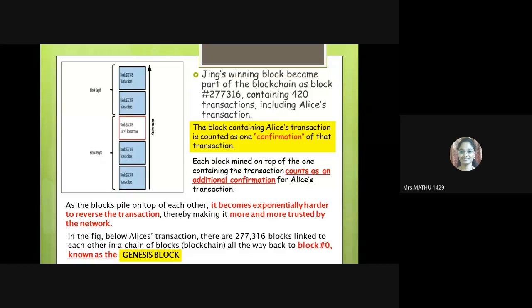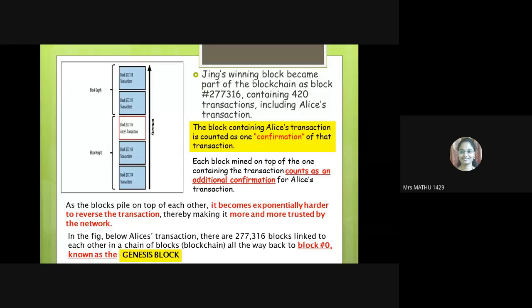The block numbers we have seen here are around 277314, but the origin of the blockchain starts from block 0. That is called the genesis block, the initial block, from where every transaction that has been made using this Bitcoin is recorded, and it is a public distributed ledger.